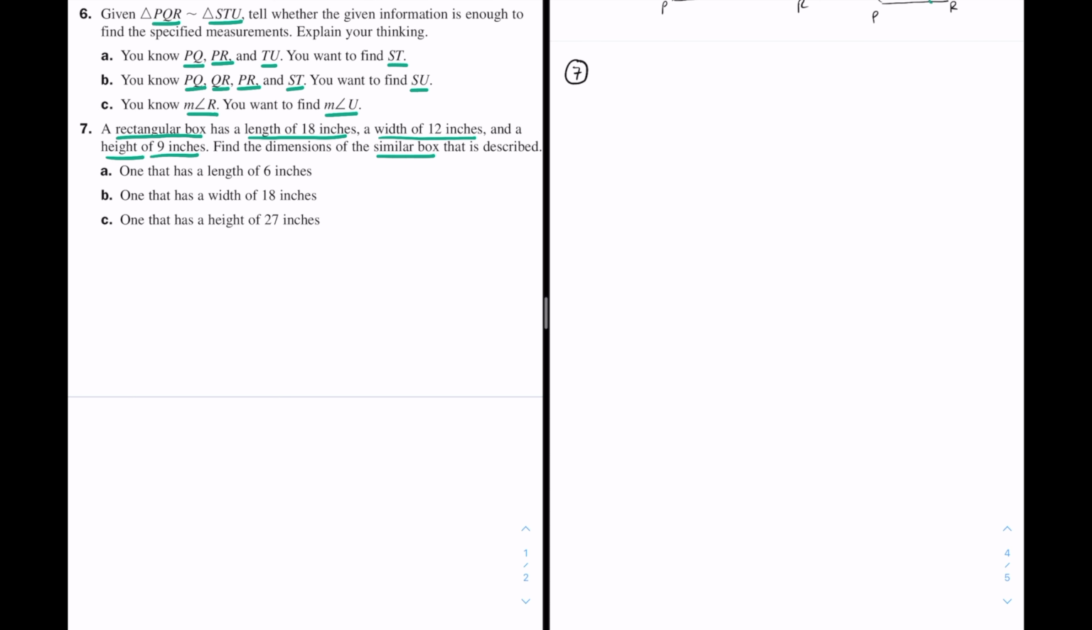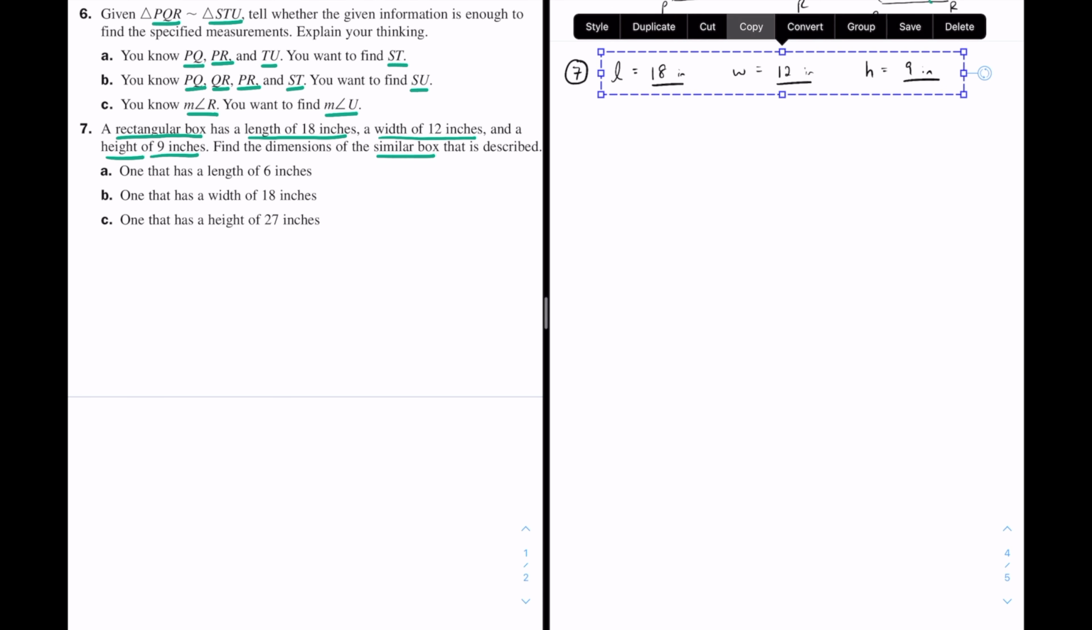So for the beginning part, let's say we know the length of this rectangular box is going to be 18. That's the length. And we know the width is going to be 12. And we know the height is going to be 9 inches. Okay, I'm going to go ahead and copy and paste that to use in each of these parts.